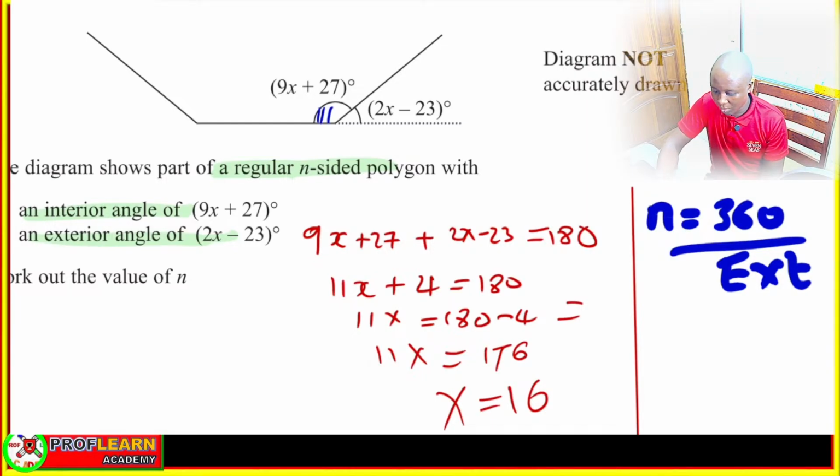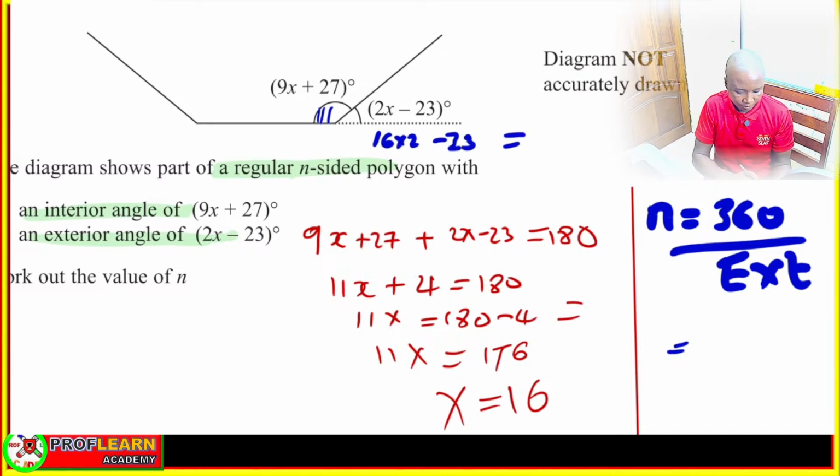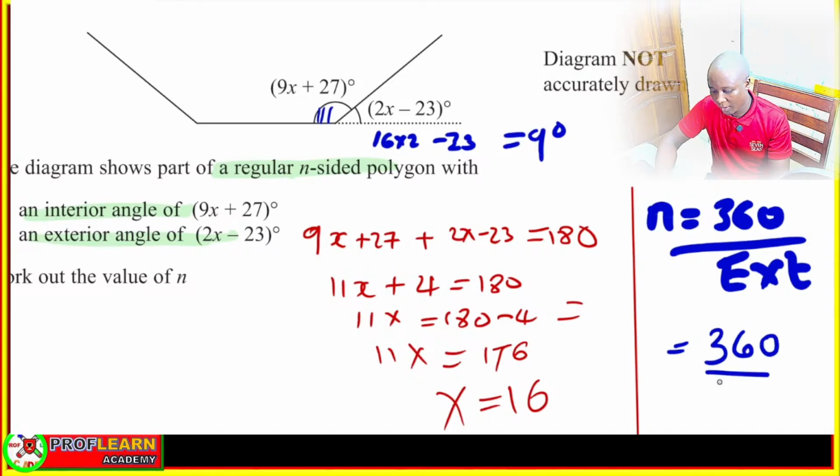So in that case, our exterior angle is going to be 16 times 2 minus 23, which is basically 32 minus 23, which is going to be 9 degrees. So to find the number of sides, it will be 360 divided by 9, and if you work it out, we're going to get 40 sides.